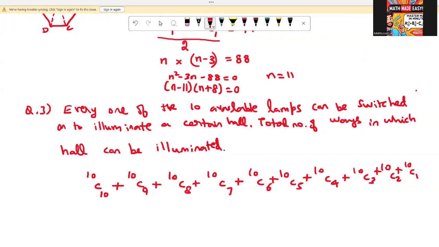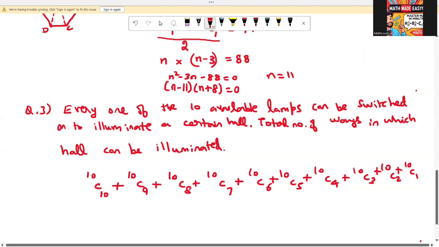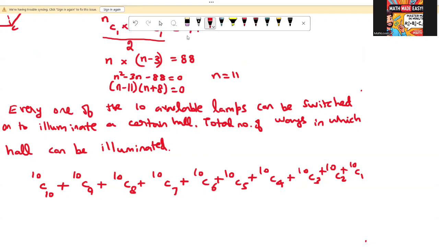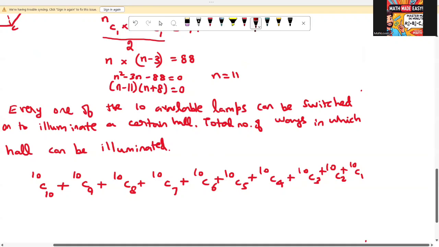But 10C0 is the case where you don't eliminate even one lamp. Even if you don't eliminate even one lamp, then the hall cannot get illuminated. So that's why that particular case was not considered. So what I'm going to do is I'm going to insert that 10C0 term just for using that particular property. I'm inserting plus 10C0, but since it should not be inserted, I'm also removing it.